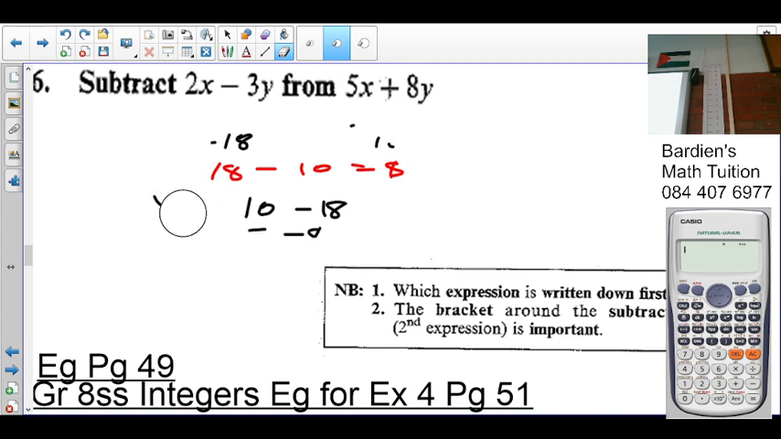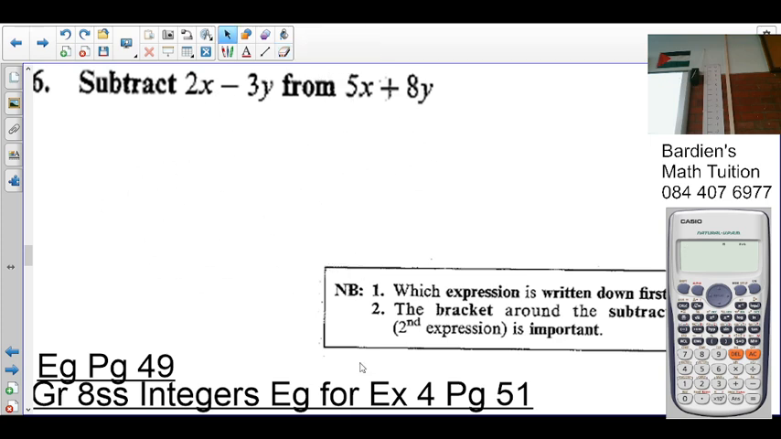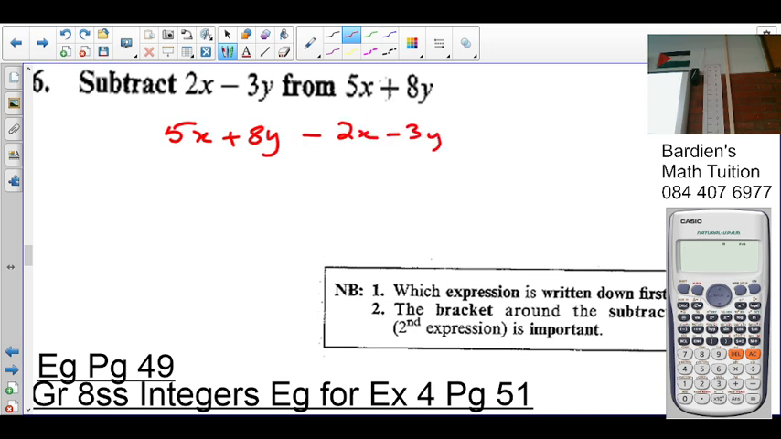Can you see that, people? We have variables now. So subtract 2x minus 3y from 5x plus 8y. What must go first? 5x plus 8y minus 2x minus 3y, and this has to go in the bracket here. Why must there be a bracket? There's more than one term following the negative.